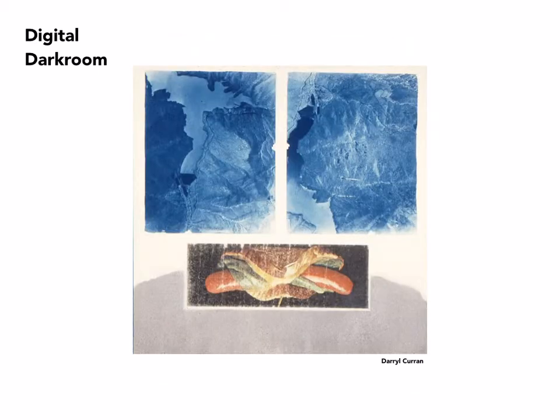Darrell Curran uses multiple imagery. In this case, it appears to be a couple of cyanotype images and a photograph of a hot dog and something else in the background. Not sure what that is. This is again using a transfer process where the original inks are transferred to another medium, in this case a paper.